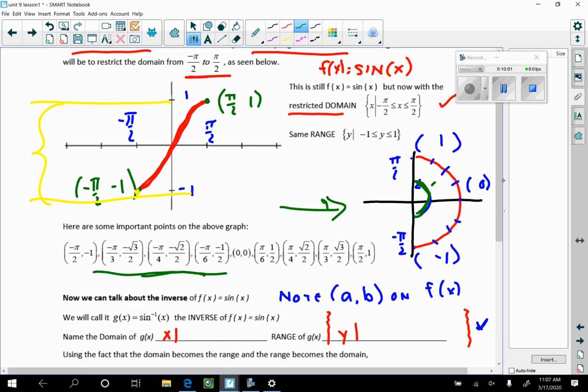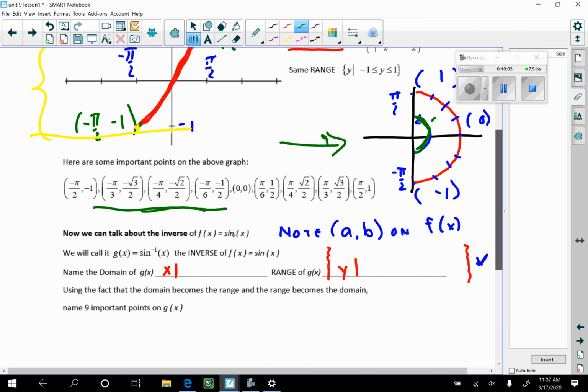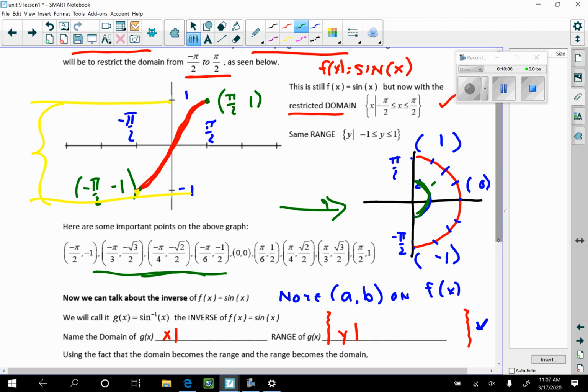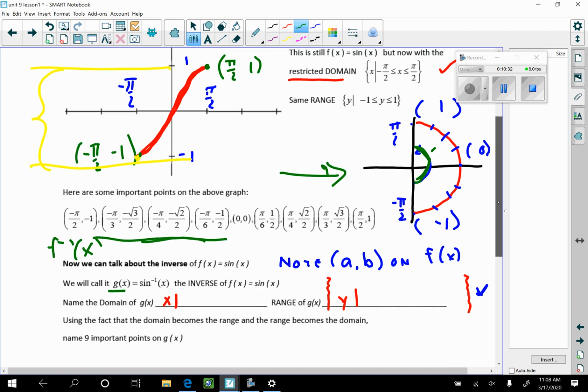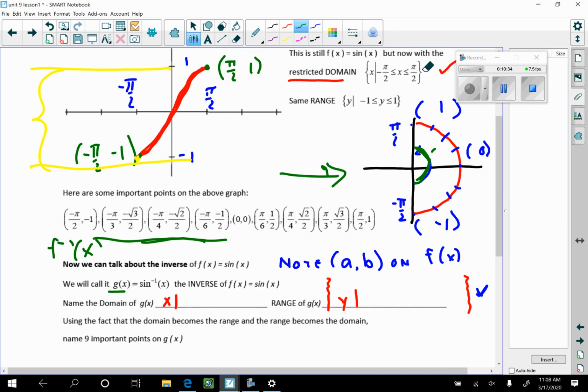Now, since we've restricted the domain, we can talk about the inverse of sine of x. And to keep down the confusion, we could very well call it f inverse, but we're just going to make it easy for us and call it g of x. We're going to let g of x be the inverse of sine, where sine has this restricted domain up here, and I'm going to denote the restricted domain.